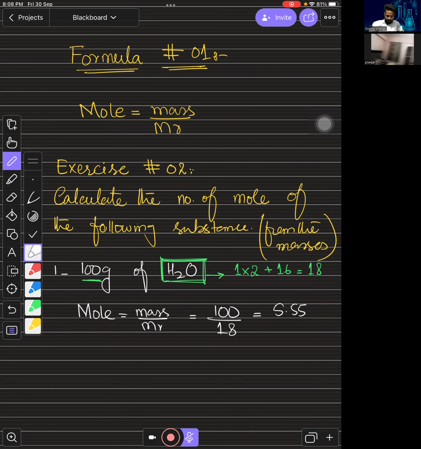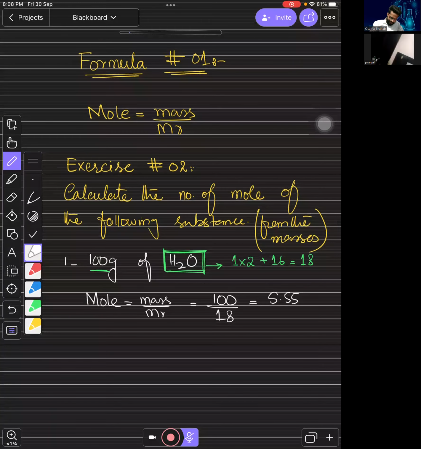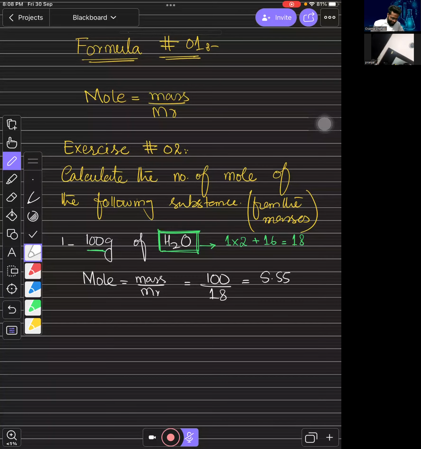Yes, sir. Okay, so can you do this? Let's try, Bacho. If I give you 150 grams of, for example, potassium carbonate, Bacho, can you find the number of moles over here? Just do it quickly. Just tell me the number of moles.